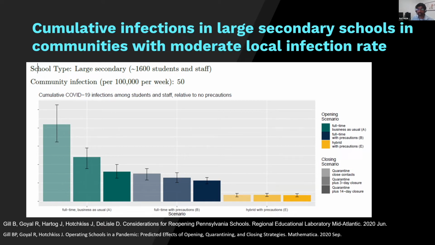From the 3 operating scenarios, we show the predicted relative number of cumulative infections among students and staff associated with different policies for responding to a detected infection. So within each of our big operating strategies, we also look at what they do when they detect an infection. They have 3 options: they can quarantine close contacts, they can close for 3 days, or they can close for 14 days. Those were the 3 scenarios looked at here.